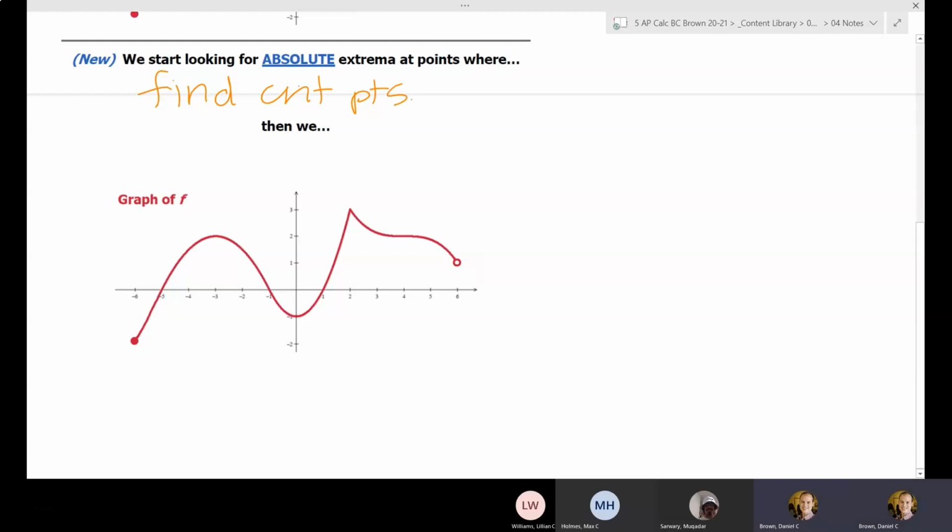But then instead of making a sign chart, since we just want to find the highest point and the lowest point, we can kind of shortcut it. You could make a sign chart to eliminate some of the values. Like if you know something is a relative minimum, there's no way that it can be an absolute maximum. But the shortest way to do it is basically to create what I call a candidates test.